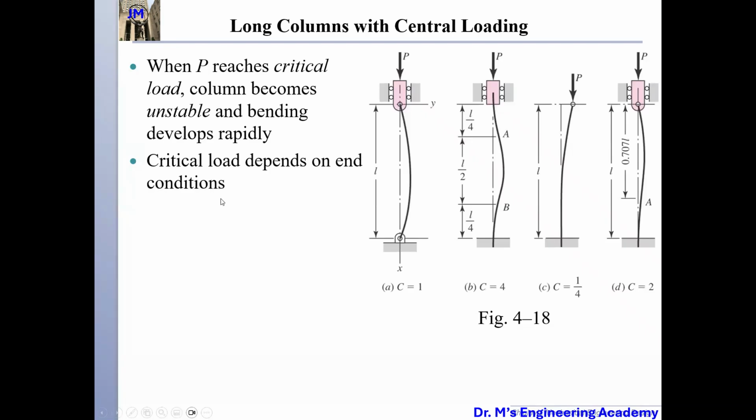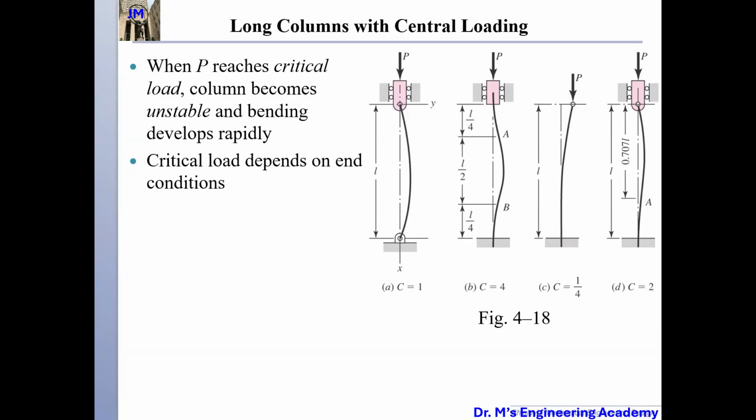So this is the form commonly used for central loading. So this is C, okay? We have four cases. For C equals 1, these two ends are pinned. You know pinned, right? Pinned means that this end cannot translate, but it can rotate. You can see it can rotate.